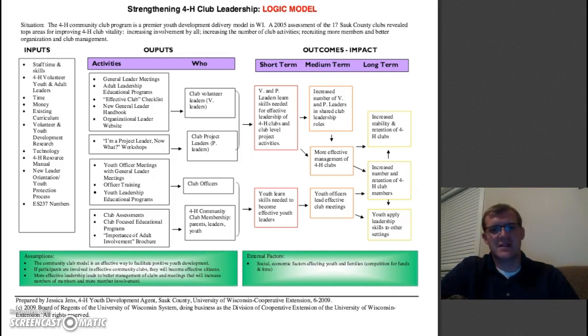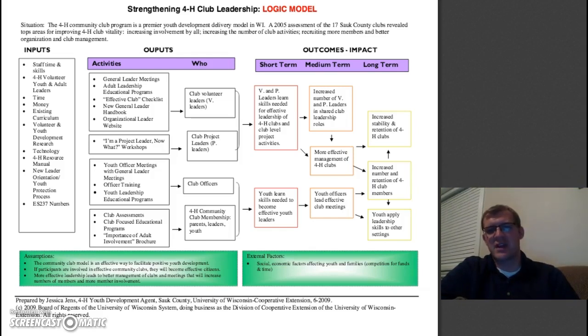Youth officer meetings, and then she has officer training, youth leadership, educational programs, and that goes in the club office box, and that's looped in with the 4-H community club memberships. She has the club assessment, club focused educational programs, and importance of adult involvement brochure. So those are the things that they do and who's involved in those things. And then she did a nice job highlighting her outcomes. She had short-term, medium, and long-term, all three, which is great. That's what we're supposed to have in a logic model.